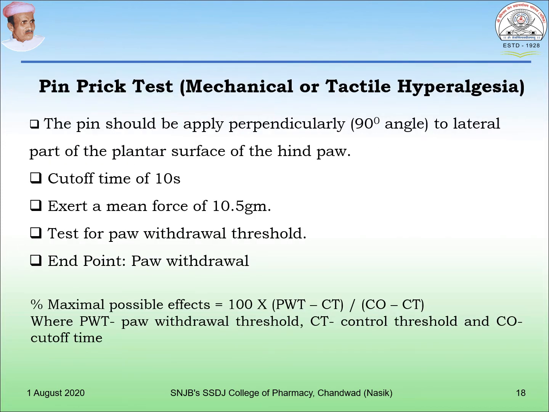Then the pinprick test is there. It is called the mechanical or tactile hyperalgesia. Here also you can use a safety pin and apply it perpendicularly to the lateral part of the plantar surface of the hind paw. Care should be taken that if you increase the force, there is a chance of damage to the hind paw. The cutoff time for this is 10 seconds, exerting a mean force of 10.5 gram. The end point is paw withdrawal, and this is the formula whereby you can calculate the percent maximal possible.